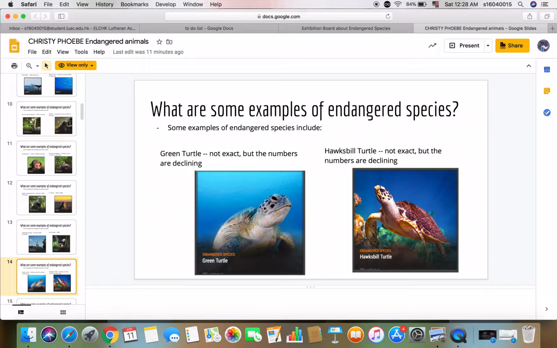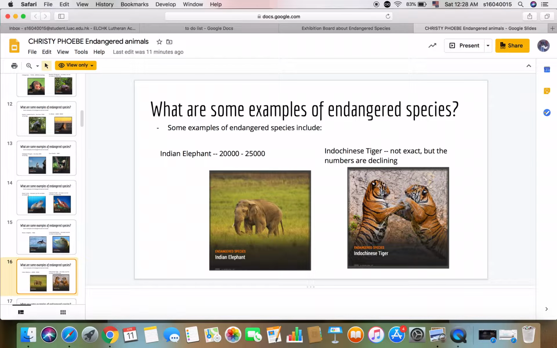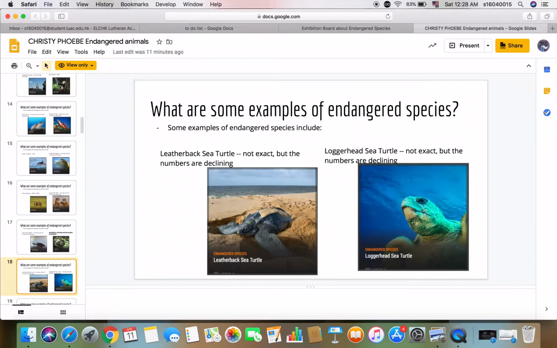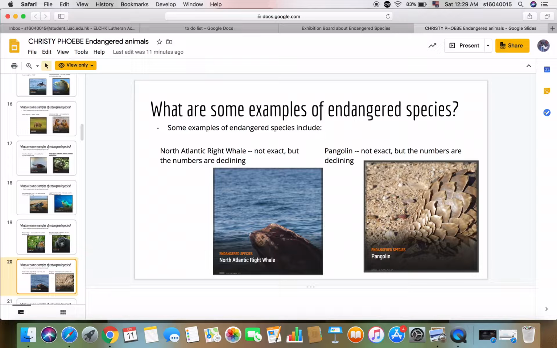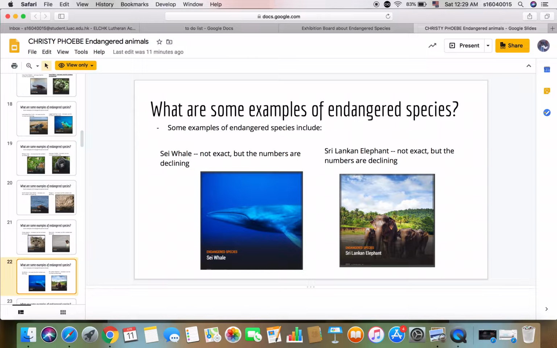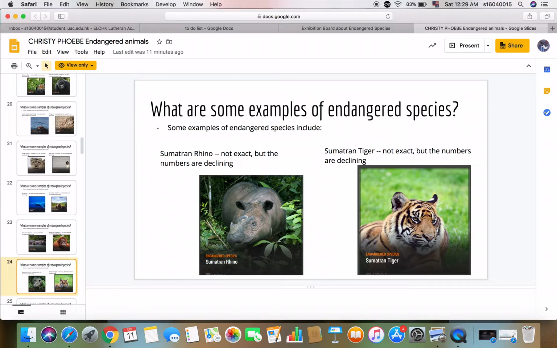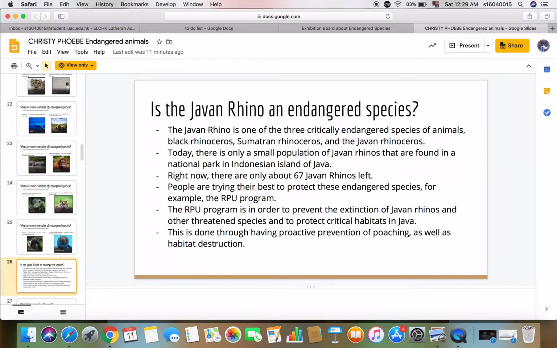1,864, green turtle, hawksbill turtle, Hector's dolphin 7,000, humphead wrasse, Indian elephant 20,000 to 25,000, Indochinese tiger, India's river dolphin, Javan rhino, leatherback sea turtle, loggerhead sea turtle, Malayan tiger, mountain gorilla, North Atlantic right whale, pangolin, snow leopard, sea lions, sei whale, Sri Lankan elephant, Sumatran elephant, Sumatran orangutan, Sumatran rhino, Sumatran tiger, western lowland gorilla, Yangtze finless porpoise.